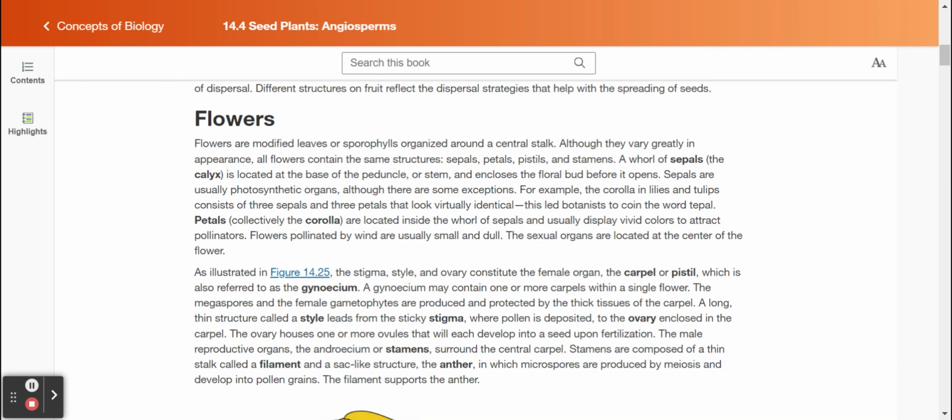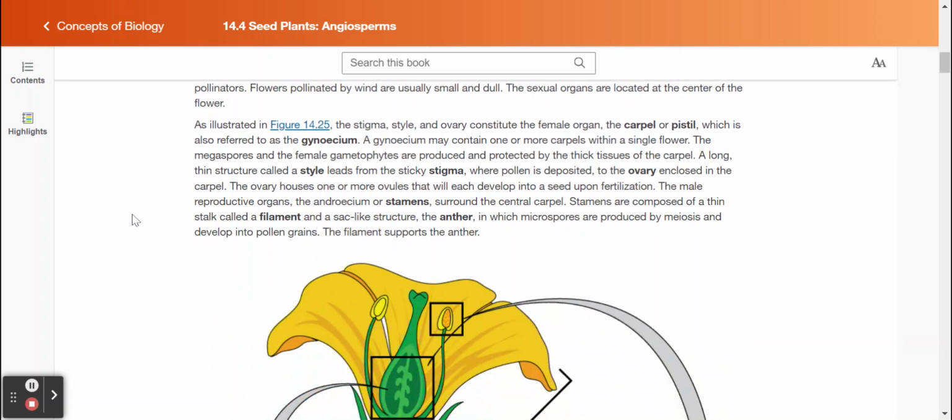Petals, collectively the corolla, are located inside the whorl of sepals and usually display vivid colors to attract pollinators. Flowers pollinated by wind are usually small and dull. The sexual organs are located at the center of the flower. As illustrated in Figure 14.25, the stigma, style, and ovary constitute the female organ, the carpel or pistil, which is also referred to as the gynoecium. A gynoecium may contain one or more carpels within a single flower.